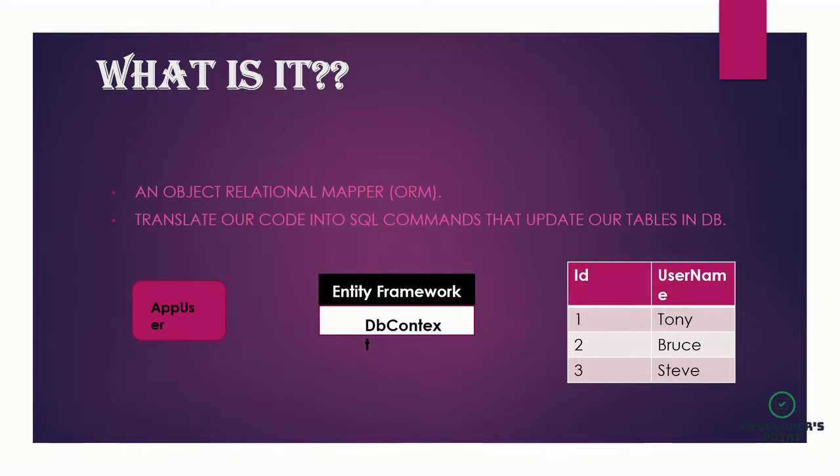It's an object relational mapper and its job is to translate our code into SQL commands that update our tables in the database. Now coming to .NET 3.5, which was released a long time ago, not .NET Core, we are talking about the original .NET Framework. We often used to write ADO.NET code to save and retrieve our application data from our underlying database. We would have to open a connection to a database, create a dataset to fetch or submit the data, and then convert the data from the dataset to a .NET object.